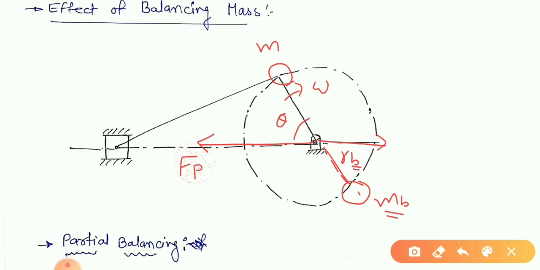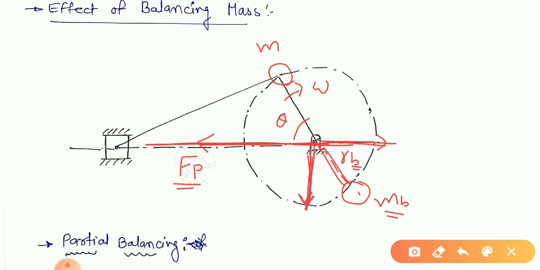So this primary force will be balanced by this horizontal component, but the vertical component will remain unbalanced. There will be an m b r b sin theta component acting in the vertical direction. So there is only a change in direction. The primary unbalanced force was acting in the line of stroke. Now, by adding the balancing mass, we have only changed the direction in which it acts. So there will still be an effect of unbalance.